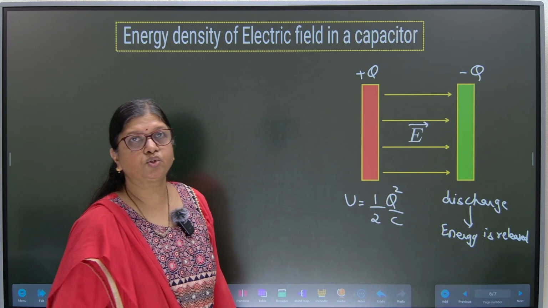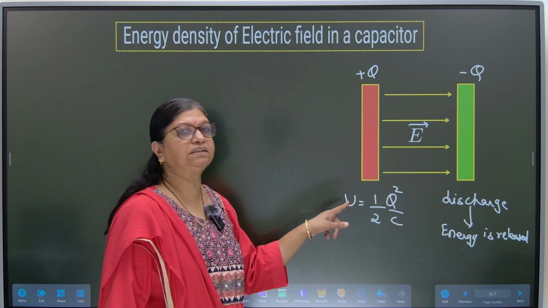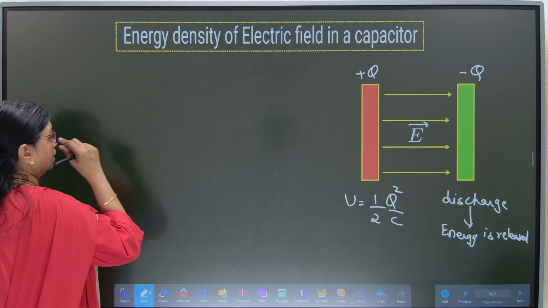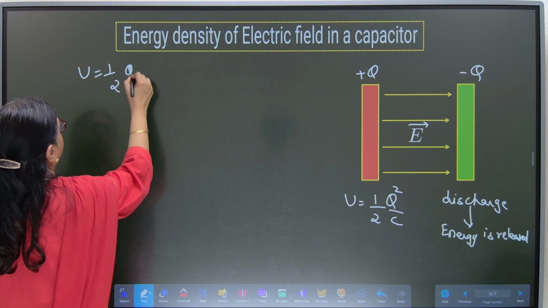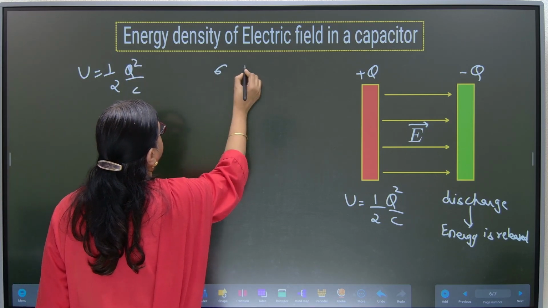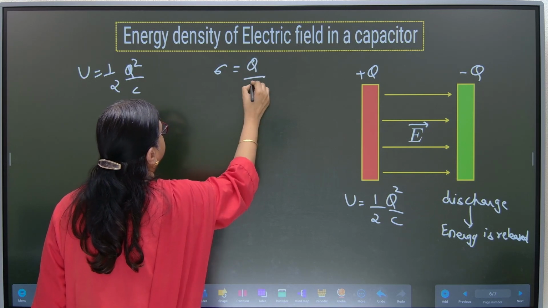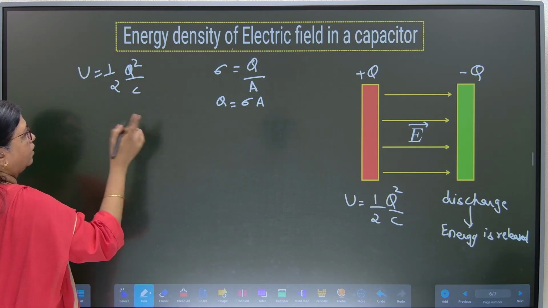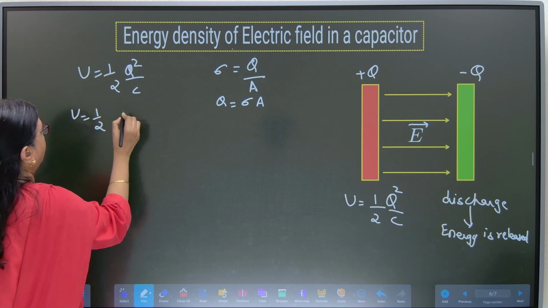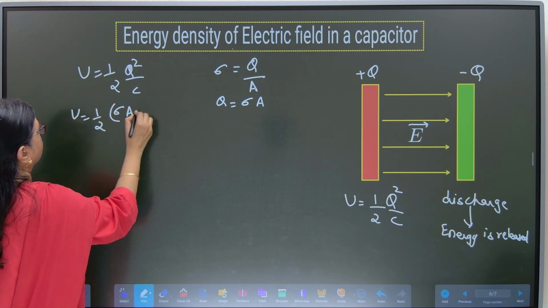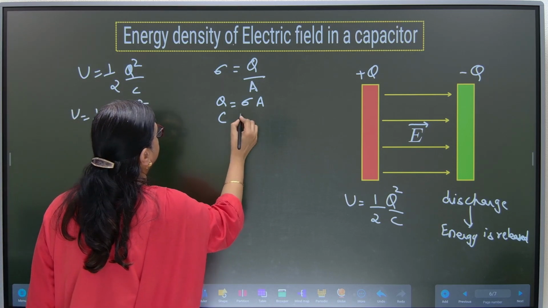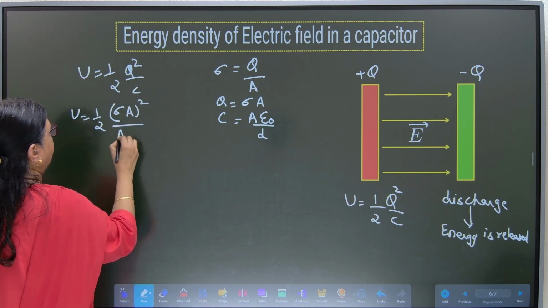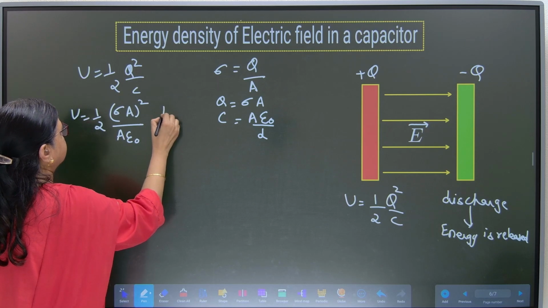Now, to understand the energy density, let us rewrite this potential energy again, and consider that we substitute surface charge density as Q by A such that Q is equal to sigma A. We substitute Q is equal to sigma A here such that we get U is equal to half sigma A whole square, and let us also substitute C is equal to A epsilon naught upon D in the denominator so that we get A epsilon naught upon D.